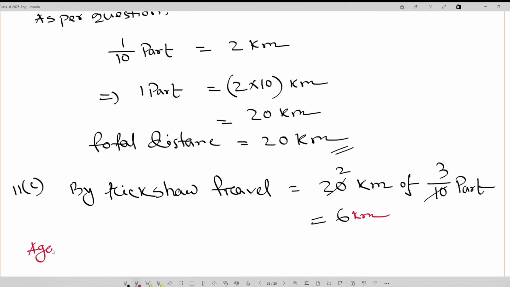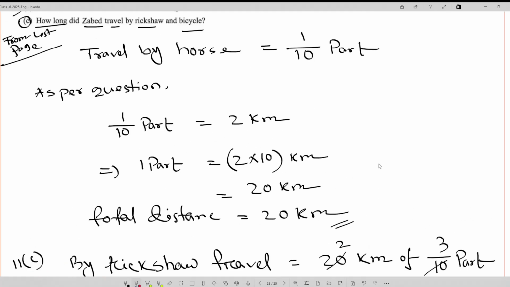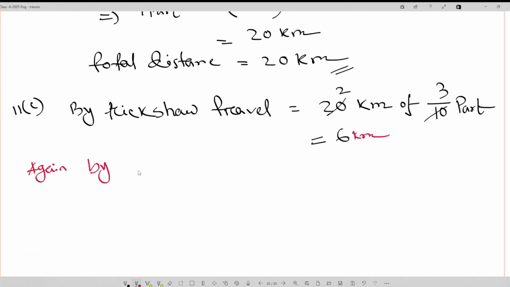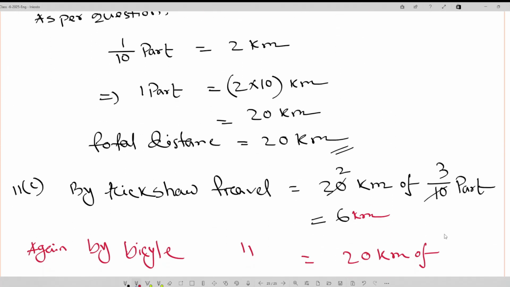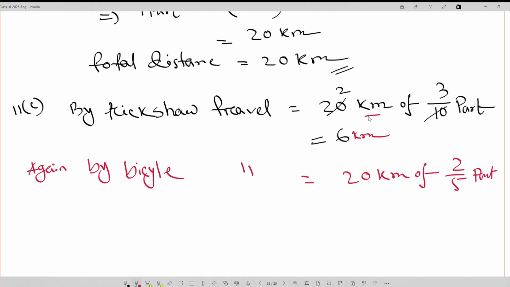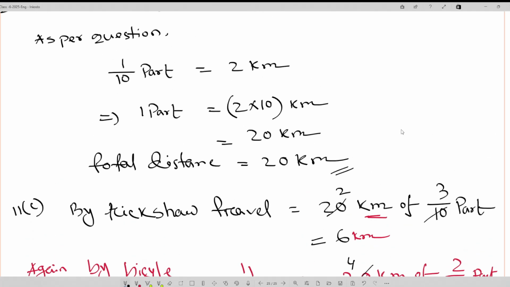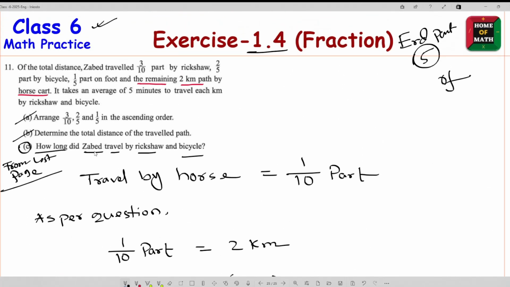Again, by bicycle he traveled 2/5 part of 20 kilometers. 20 divided by 5 is 4, and 4 times 2 is 8. So 8 kilometers. And our question is, how long did Javed travel by rickshaw and bicycle?